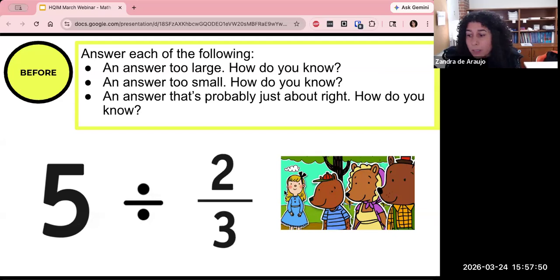What's something that's way too small? Zero, because I have something, I'm adding some more to it. It's not going to be zero in this instance. And then what's something just about right? You don't have to use all three. You could use just the bigger and smaller ones, but it's a good strategy to get students to anticipate and think and reason before they just start calculating without thinking, which is what happens a lot of the time.